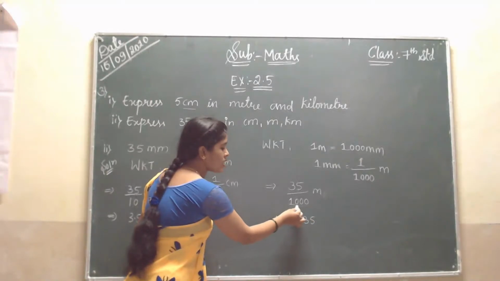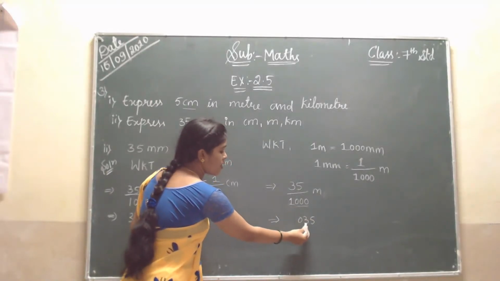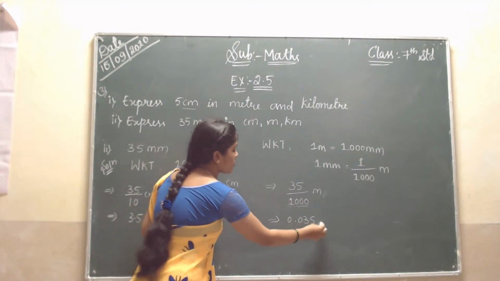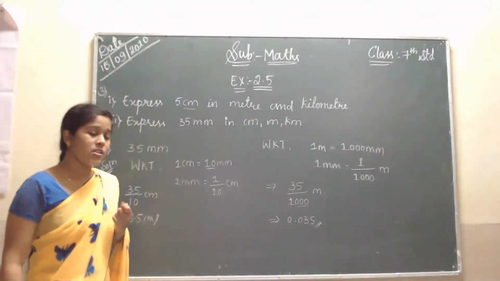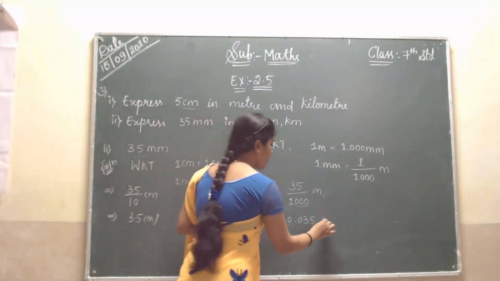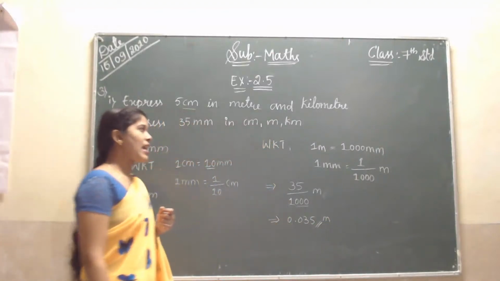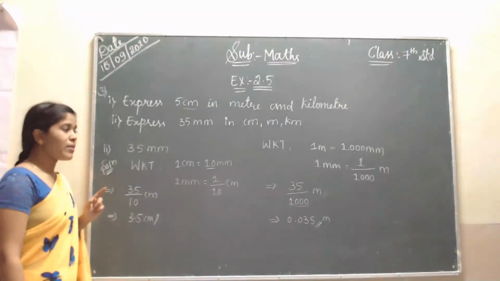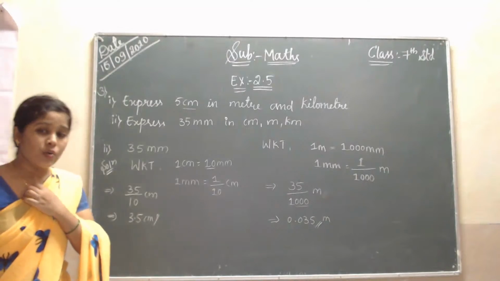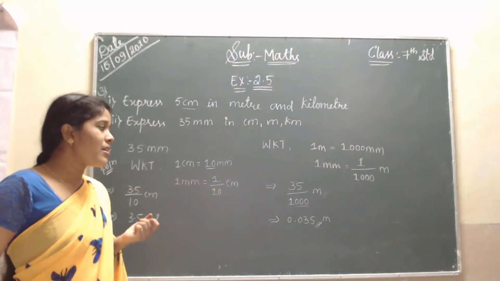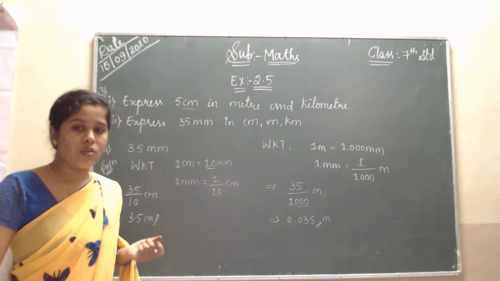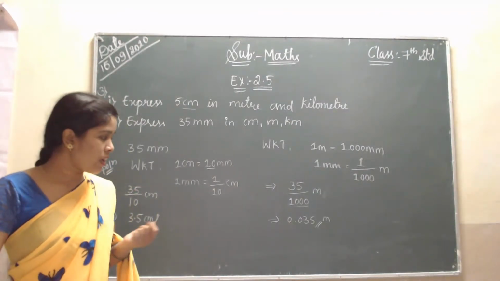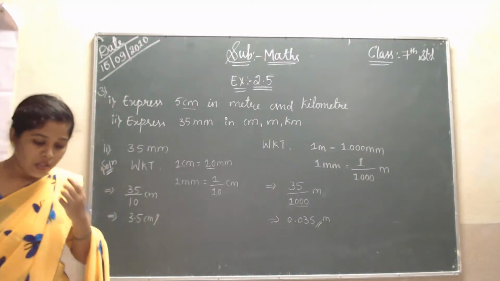We have to remove these three zeros, so we take 1, 2, 3. After three numbers, take the point. So 0.035 meter. This is your answer. Understood? Here 1 meter is equal to 1000 millimeter, 1 millimeter is equal to 1 by 1000 meter. So 35 millimeter is nothing but 35 by 1000 meter, and 35 by 1000 is nothing but 0.035. Okay, 0.035 meter. Next.